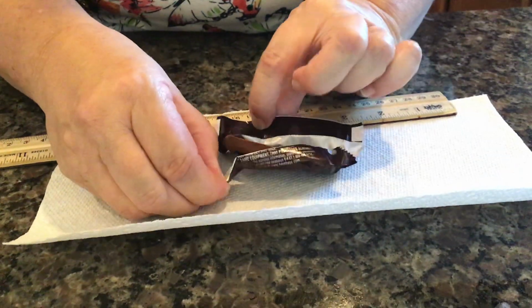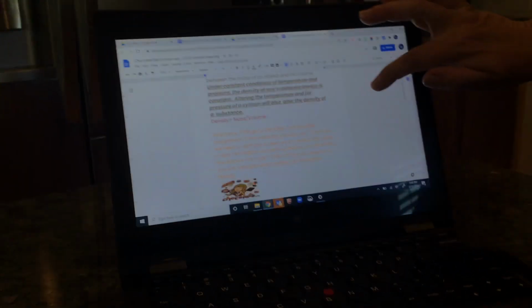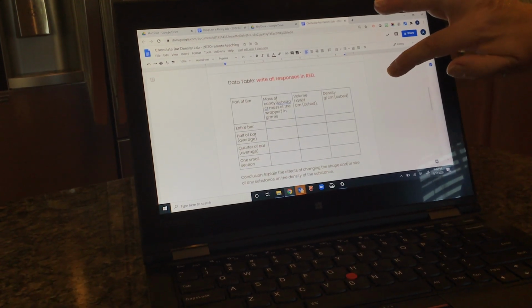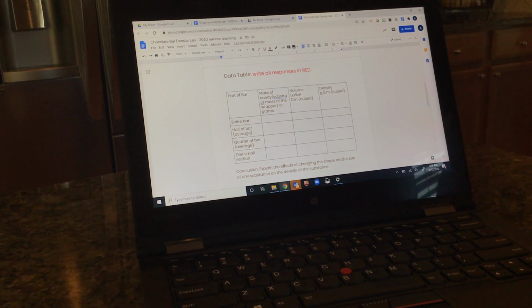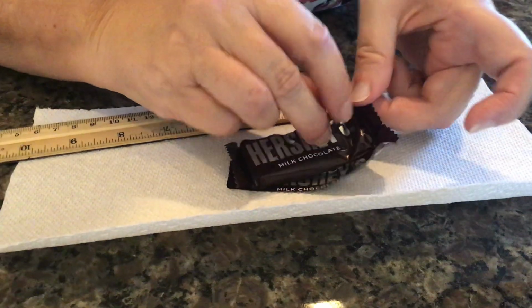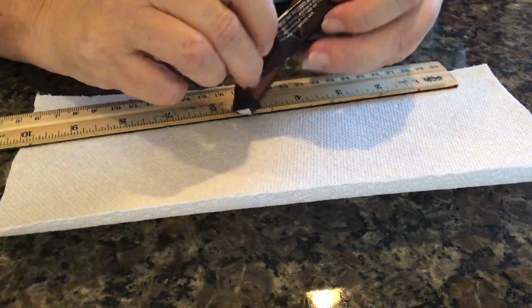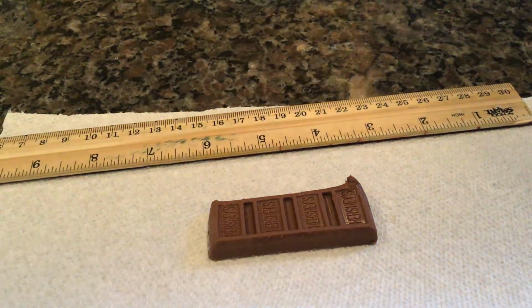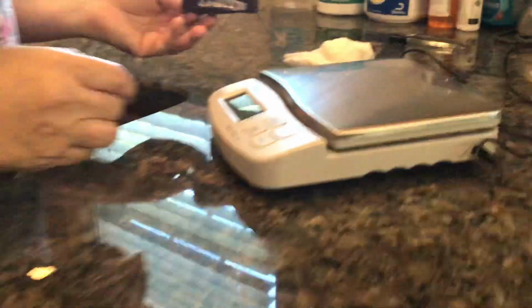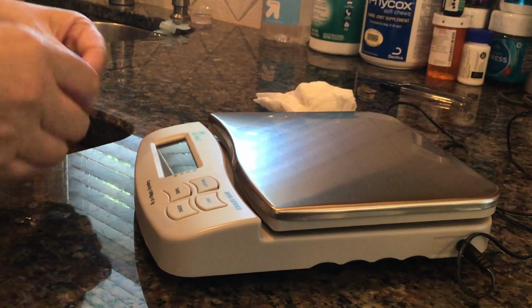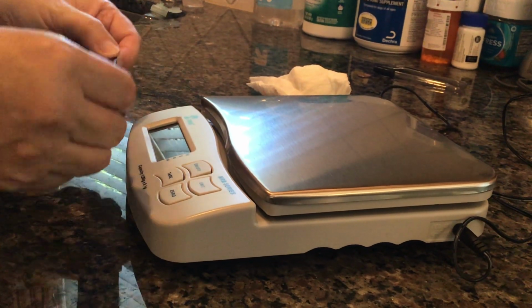The first thing we're going to do, if you scroll up, is see that density equals mass divided by volume. You're going to watch me do the lab and fill out your data table. First, we take our chocolate bar out of the wrapper, hopefully without it breaking. Every time we place our chocolate bar on our electronic balance, we are going to subtract the wrapper.